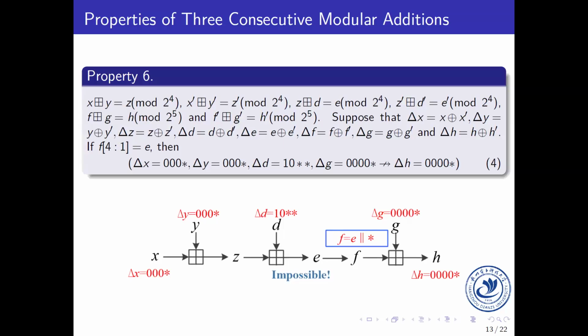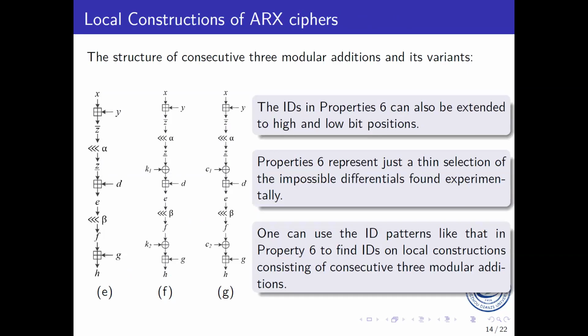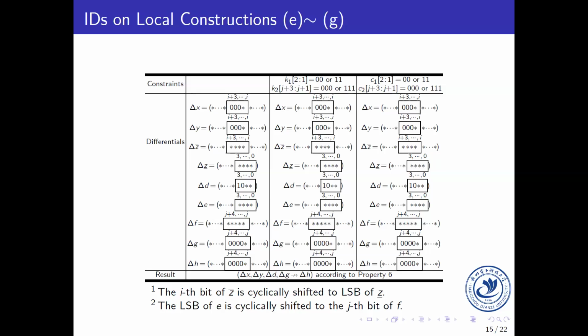Yes, we also found some properties on the 3 consecutive modular additions. It's a little complex. Just like this one, delta X, delta Y, delta D, delta Z never lead to delta H like this. This is a truncated one. We can also put some rotations and some K or some constraint in the middle of the modular additions, and we found 3 more complete impossible differentials on this. Please note that some K bits must be limited, or some constant must be fixed.